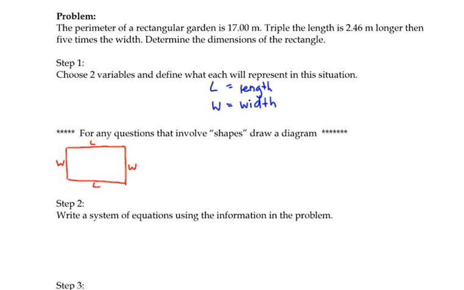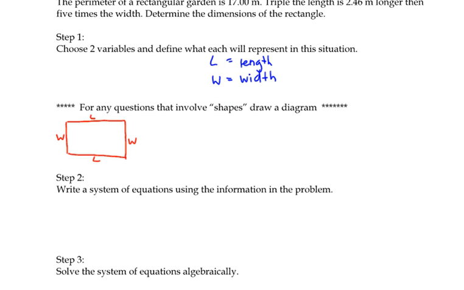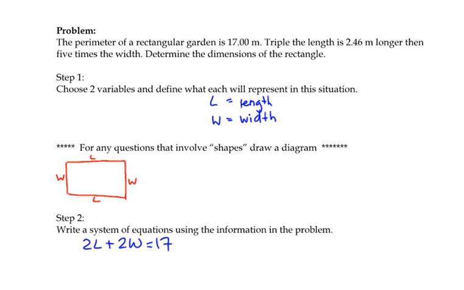So let's go through this. It says the perimeter of a rectangle garden is 17 meters. How can we make an equation out of that? What's the formula for perimeter of a rectangle? 2 times our length plus 2 times our width equals our perimeter. What's our perimeter? 17. That one you should kind of just know or get it off your formula sheet.